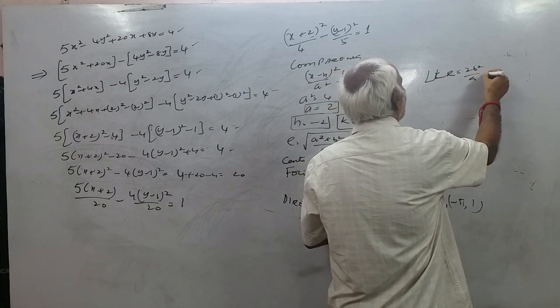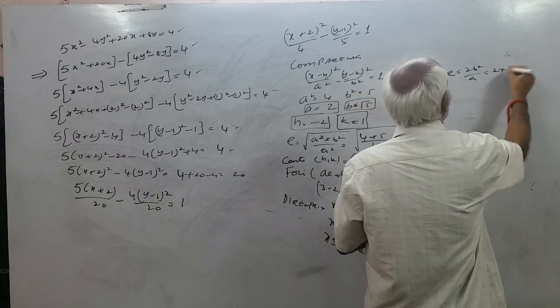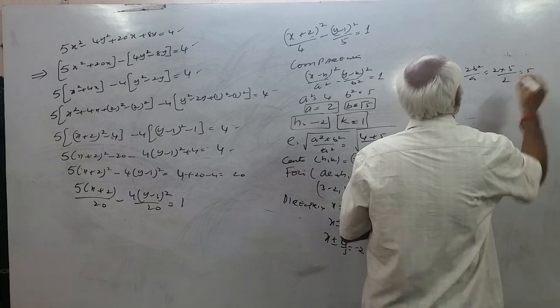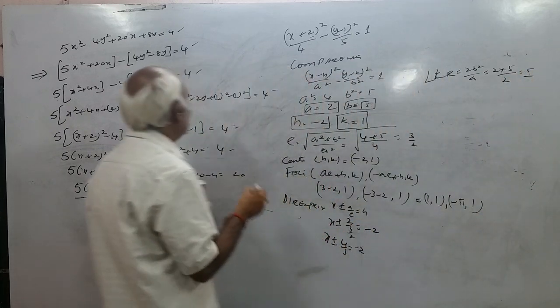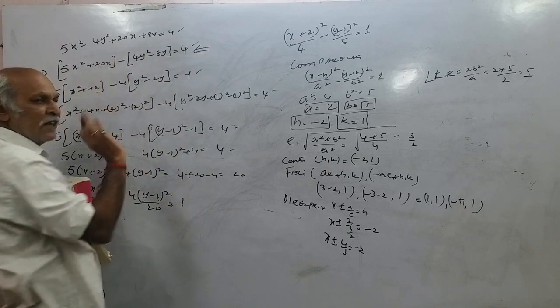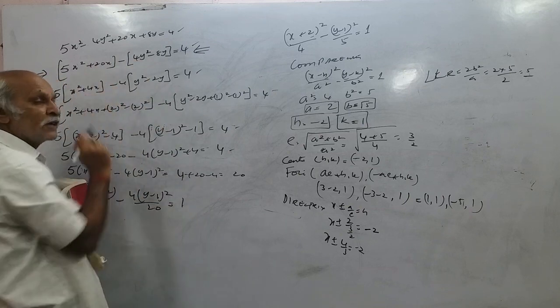2b square by a. What is the b square value? 5. What is the a value, sir? 2. 5. Here it is very important, taking minus common. This step is very important. In an ellipse we will not take the minus sign. Here the plus sign will come, so the problem will be the same. But here you are taking minus common.